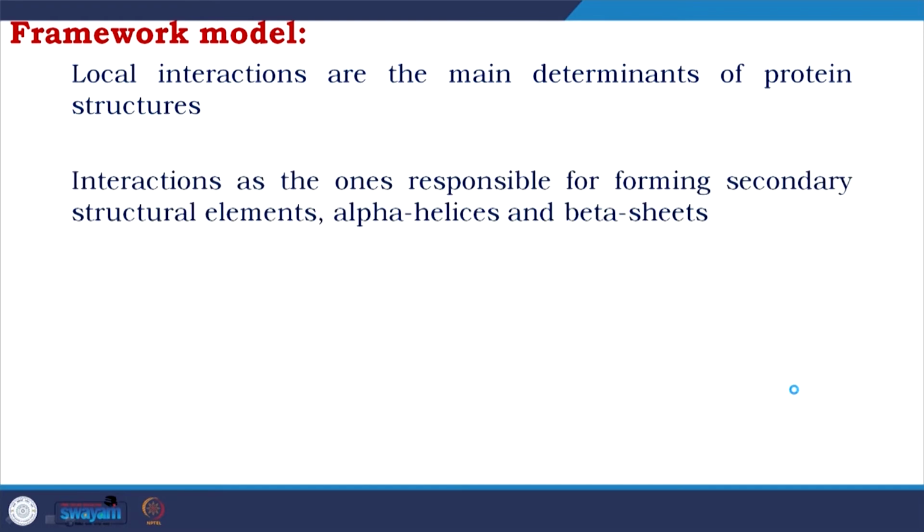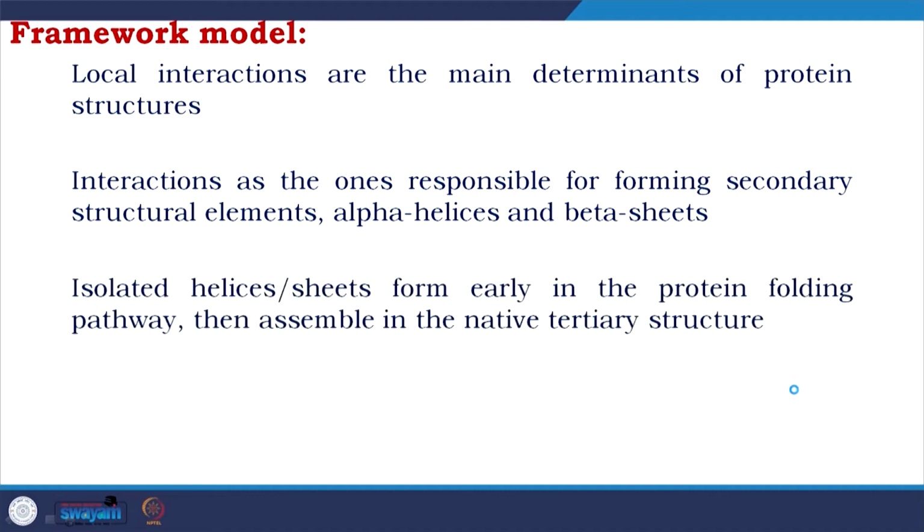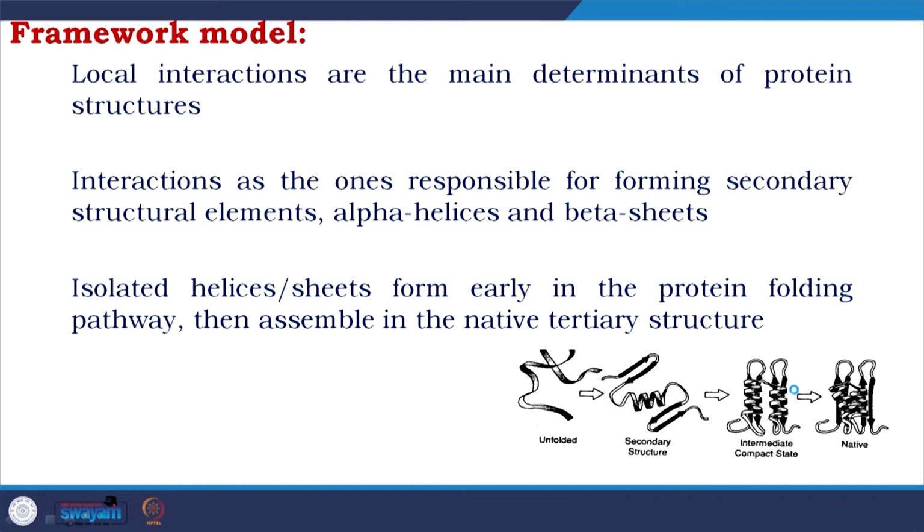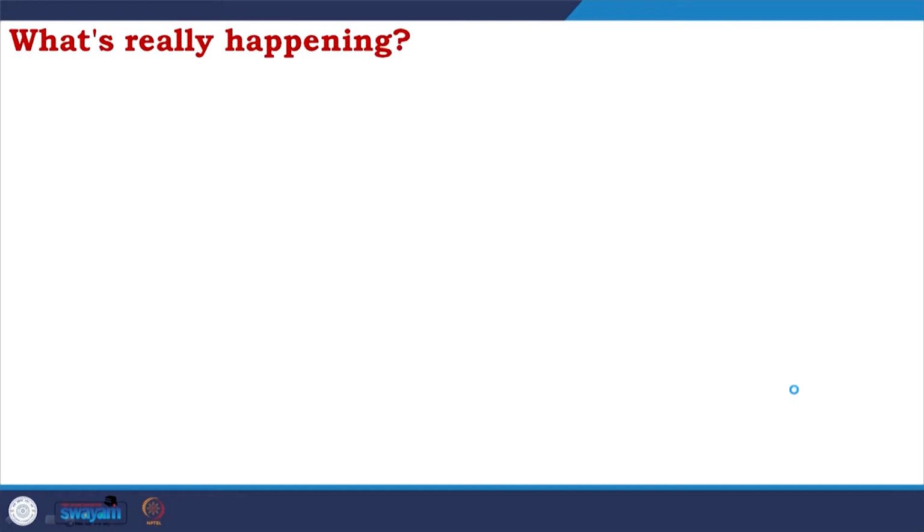These interactions are responsible for forming secondary structural elements, alpha helices and beta sheets, which we talked about numerous times in this module. Isolated helices and sheets form early in the protein folding pathway, then assemble into the native tertiary structure. So, in this concept, you have unfolded, then you have secondary structures, then you have an intermediate compact state, and then you come to the native structure. That is called the framework model.